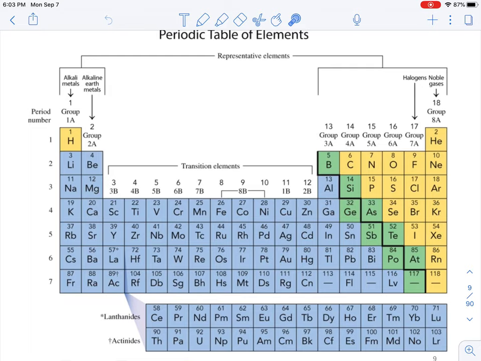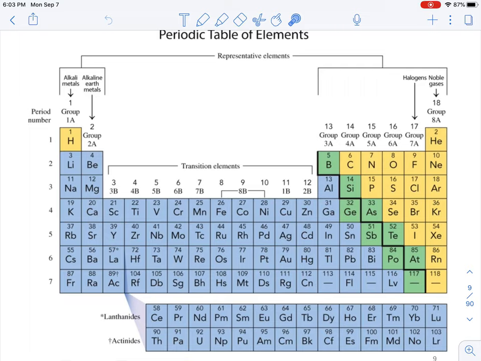And so the moment you get to hafnium, number 72, we're back to period 6. Actually, we never left. So all of these elements that I'm highlighting belong to period 6.